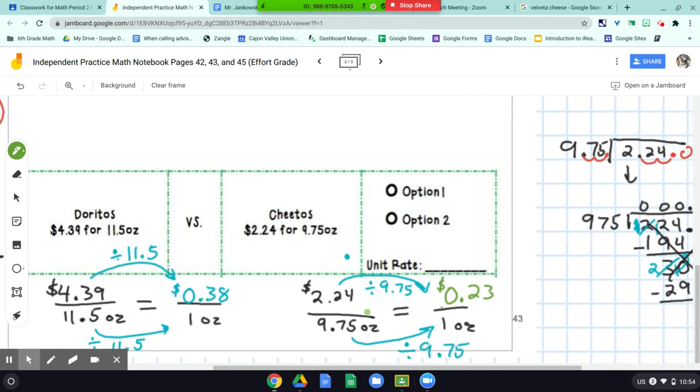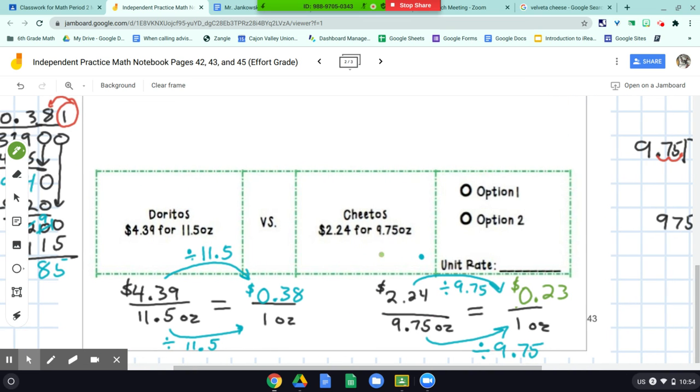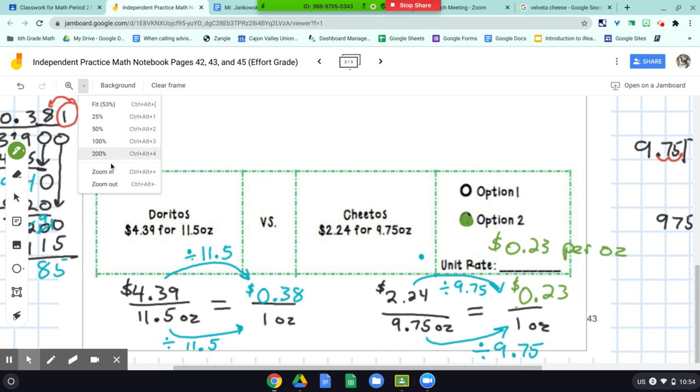Okay, now this is a lot going on, but what is the best deal? Is it the Cheetos or is it the Doritos? Where do we have the best deal here? Cheetos. Option 2 is the best deal. It's 23 cents per ounce compared to the 8 cents per ounce. So I'm going to put $0.23 per ounce. And then I'm going to zoom out so you guys can see everything in its entirety.